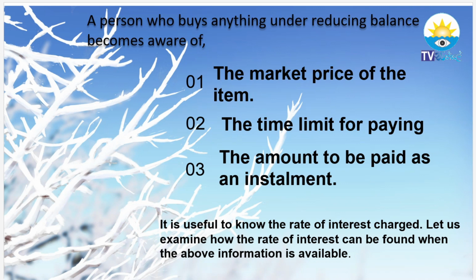A person who buys anything under reducing balance becomes aware of the market price of the item, the time limit for paying, and the amount to be paid as an installment. It is useful to know the rate of interest charged. Let us examine how the rate of interest can be found when the above information is available. I'd like to explain that matter with an example. Dear children, let's move to the example.